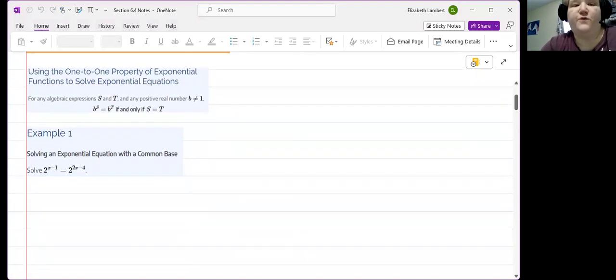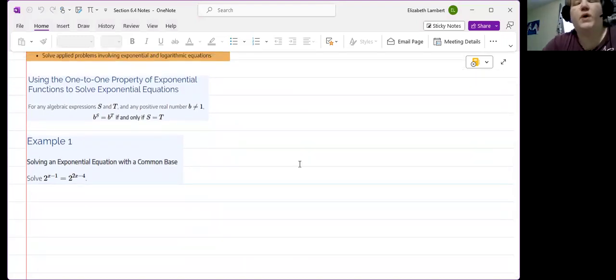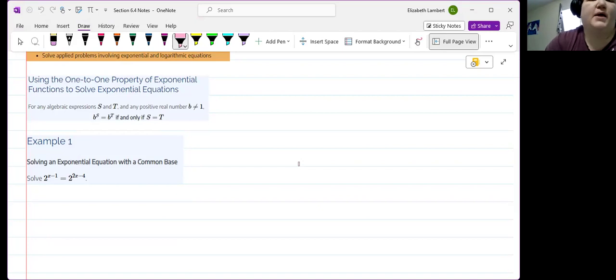So, first and foremost, the one-to-one property. If b to the s is equal to b to the t, then s must equal t, as long as b is not 1. Although if b was 1, then s wouldn't have to equal t: 1 squared, 1 cubed, whatever, right? And b also has to be positive. But this will even work for our weird fractional numbers.